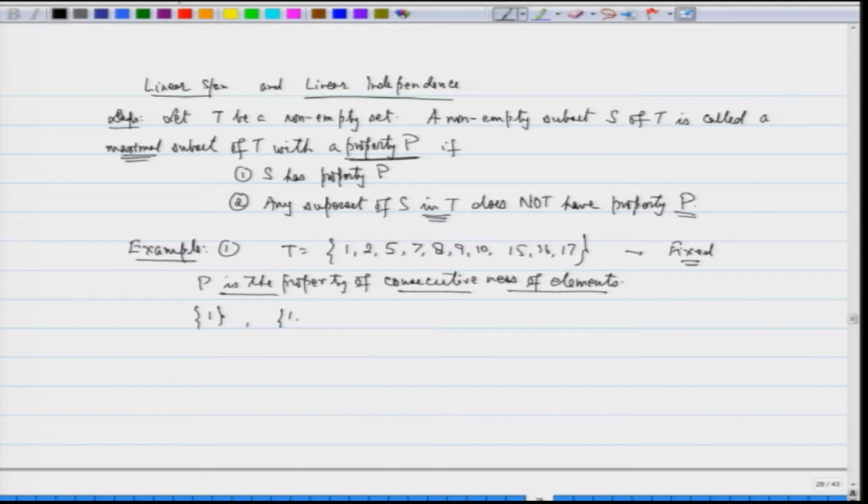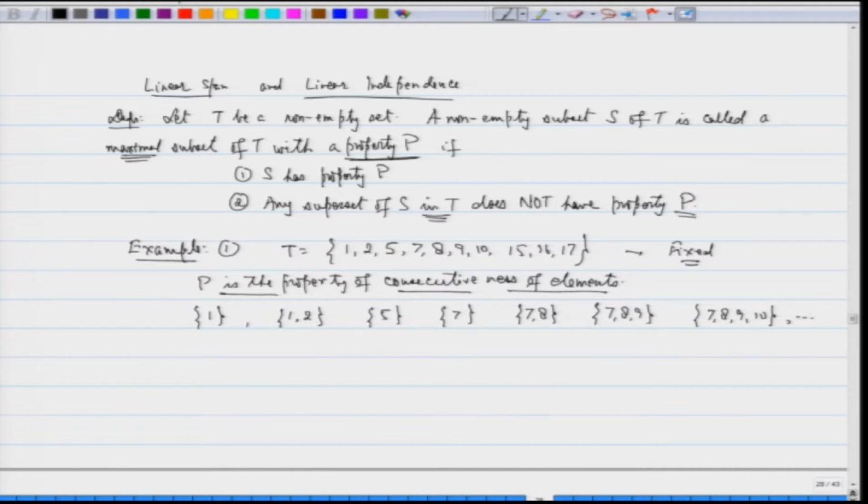I can take 1, 2. They are consecutive. 1 to 5 is not consecutive. 5 in itself is consecutive. Then 7 is consecutive because there is only one element in it. 7, 8, then 7, 8, 9, then I have 7, 8, 9, 10, and so on. These are the consecutive elements that I am looking at, consecutive sets.